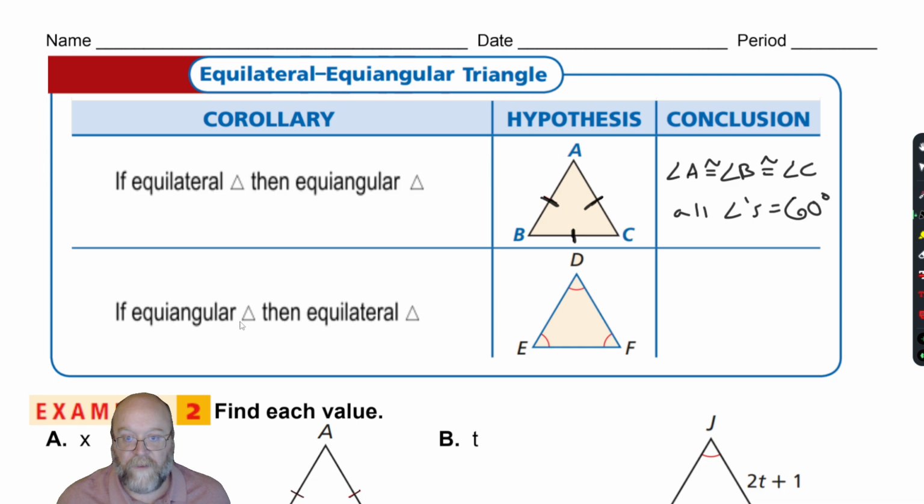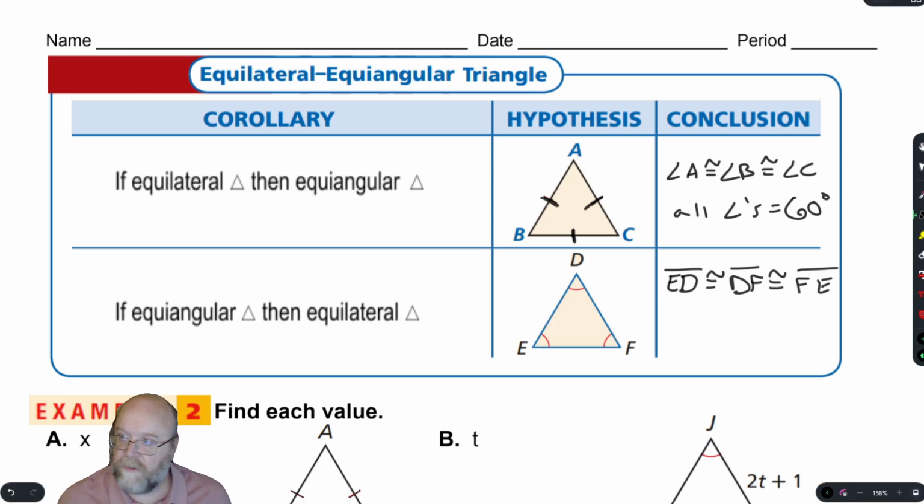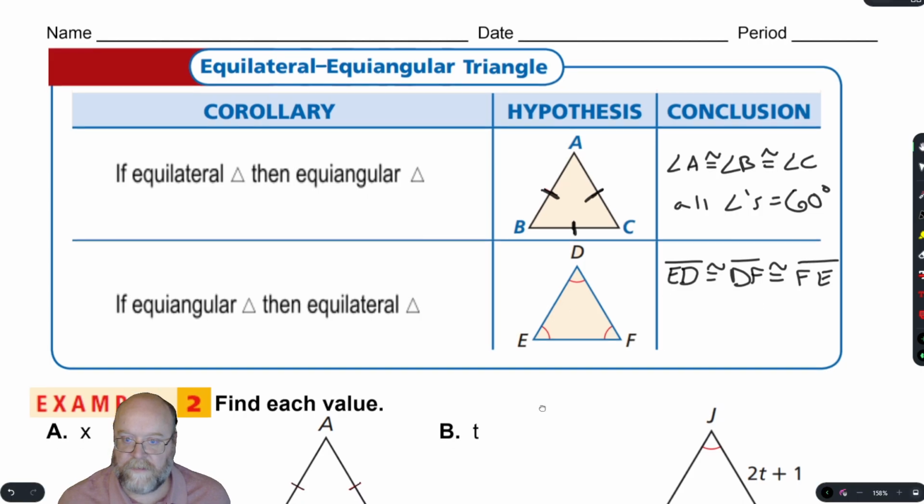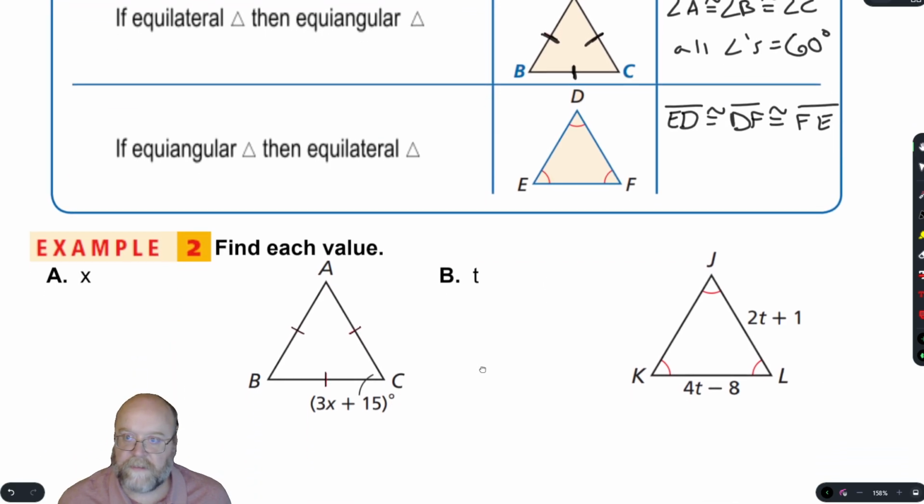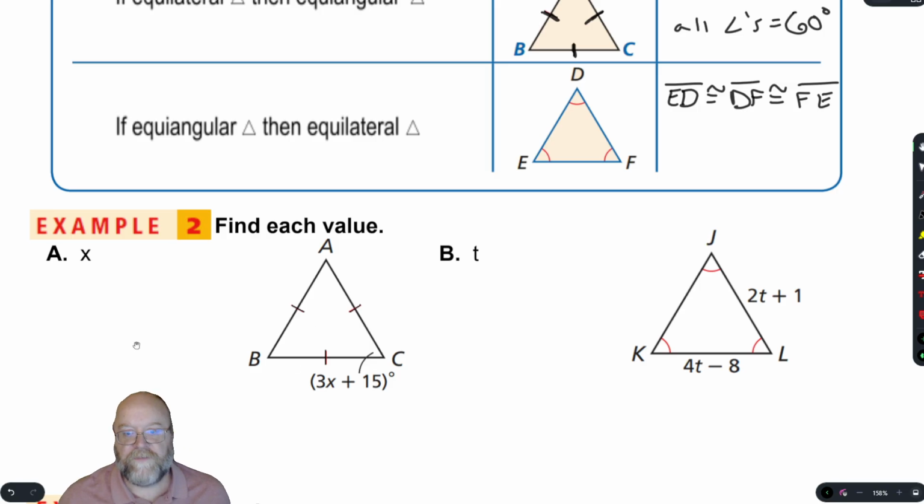And if a triangle is equiangular, then it's also an equilateral triangle. My sides are all congruent. Remember how I said angles make the side? Well, when the angles are congruent, it makes congruent sides. That's what happens. Okay, so let's find x.